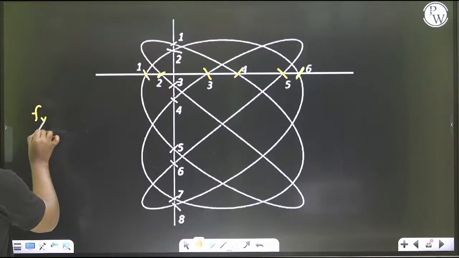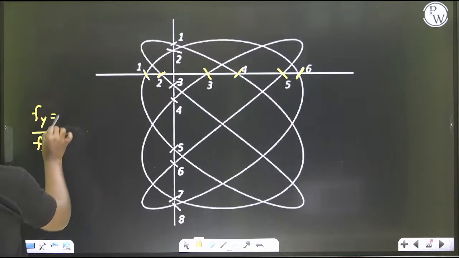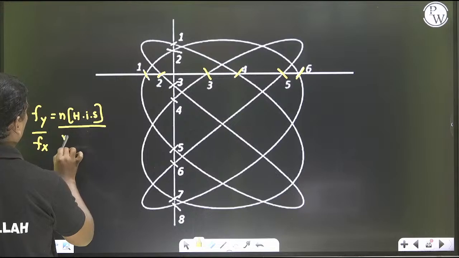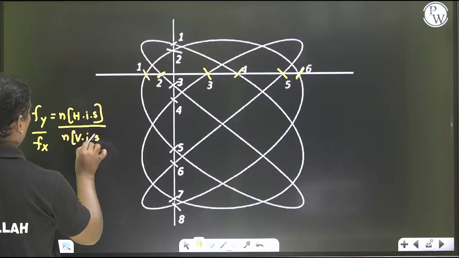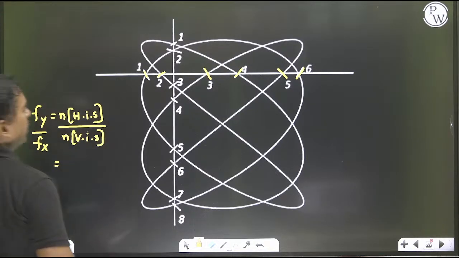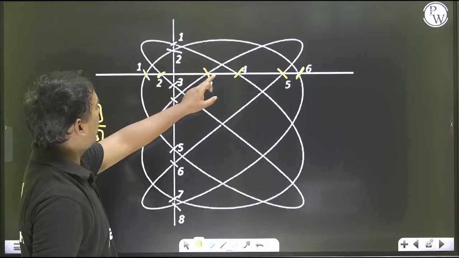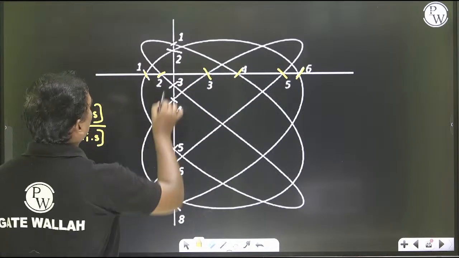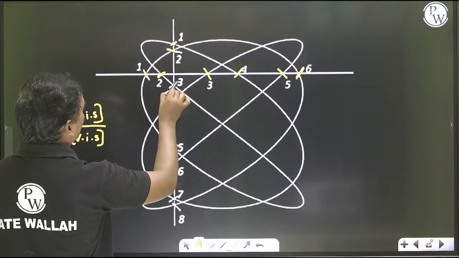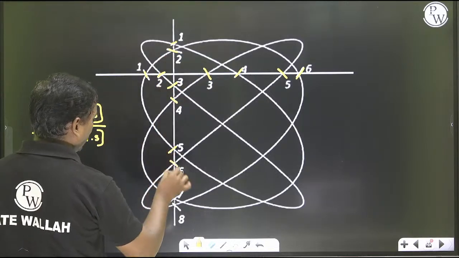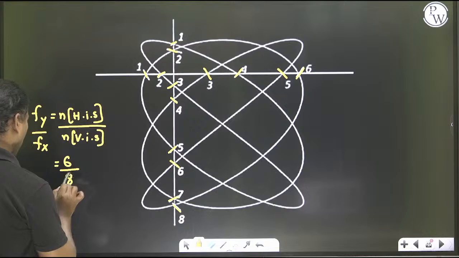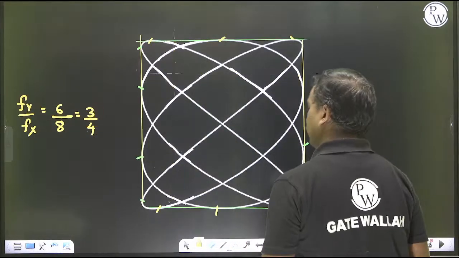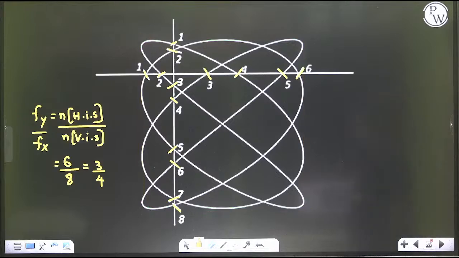So number of horizontal intersections by number of vertical intersections. Okay, horizontal intersections how many? 1, 2, 3, 4, 5, 6. Vertical intersections, if you take 1, 2, 3, 4, 5, 6, 7, 8. 3 by 4. In both the methods it is 3 by 4.